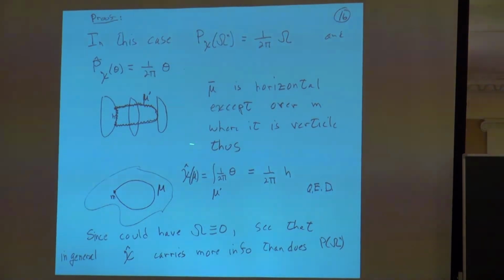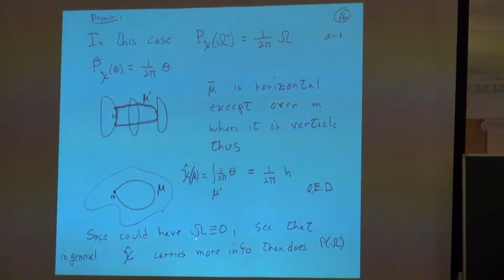So now, when I integrate upstairs the 1 over 2 pi theta along this, well, it's 0 everywhere along here because theta is a vertical form. So this is a horizontal curve, except for here. And when you integrate it, you get exactly the angle of holonomy.